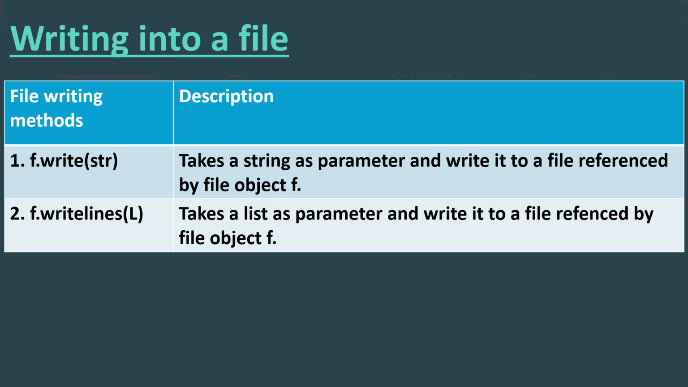The only thing is that the write function will take a string type of parameter, and writelines will take a list type of parameter. Whatever string you pass within the write function will be written into the file referenced by the file object f, and the writelines function will take a list and write that particular list into the file. Okay, now let's see.